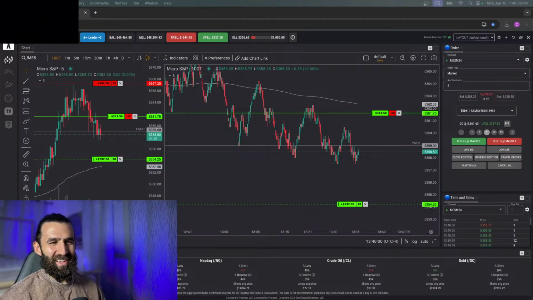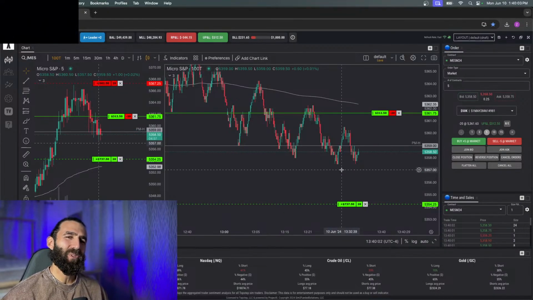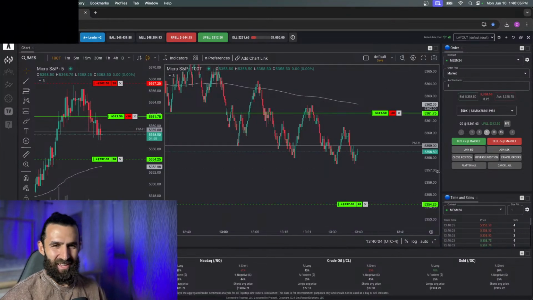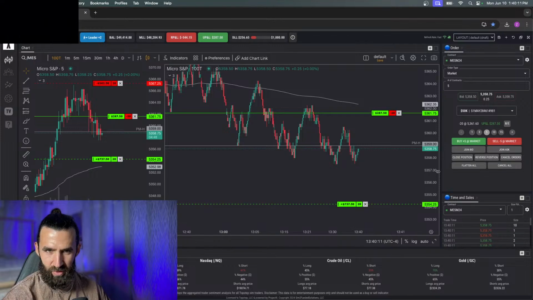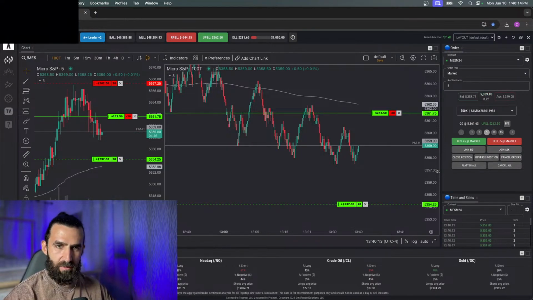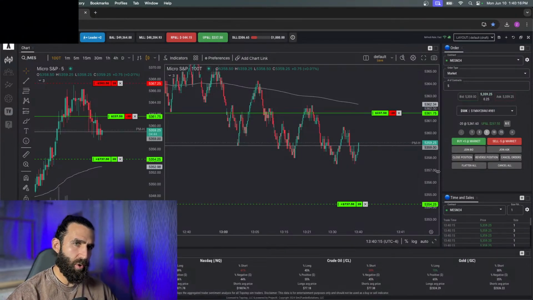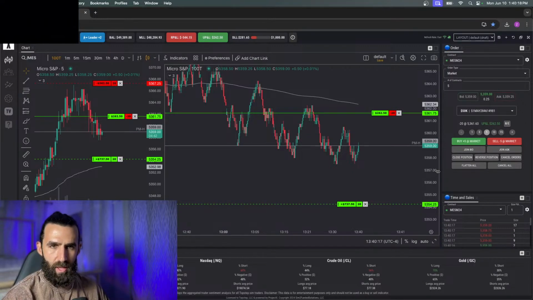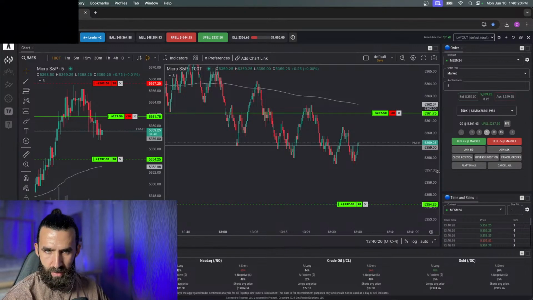Here on, this is actually the micro chart here on ES, looking at S&P futures. I actually have a trade running here this afternoon. Usually not starting the live with a trade open, but I am today. I've got the 5-minute chart and the 100-tick chart up. I'll talk a little bit about that today.